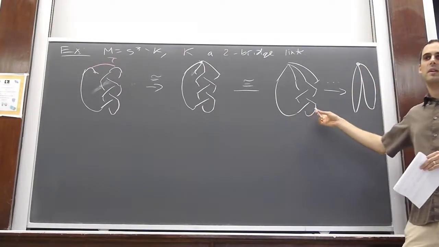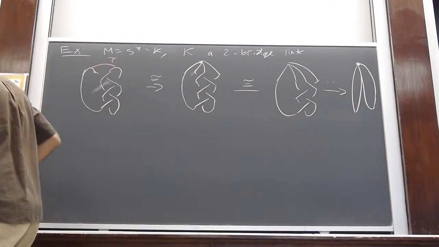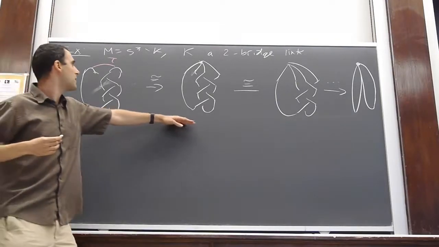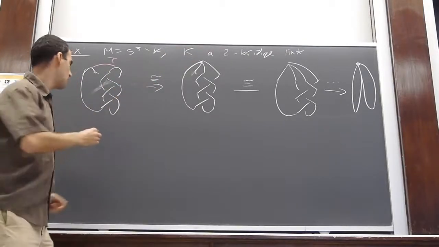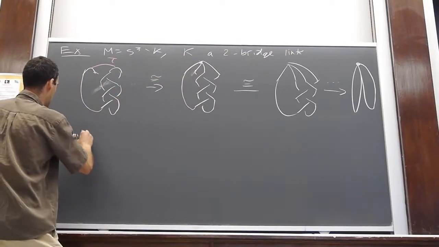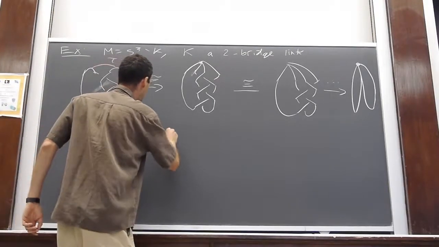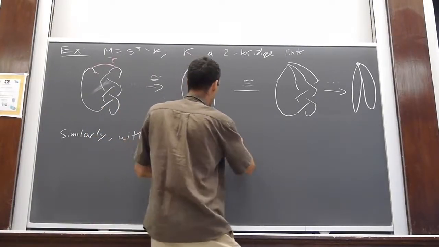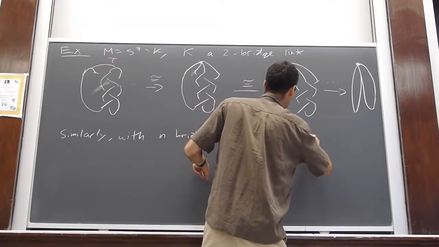So again, you get a planar graph that complements the handlebody. And you can do the exact same game where you have an n for each presentation, n maxima at the top, and you put n minus 1 arcs. So similarly, with n bridges, n minus 1 arcs.